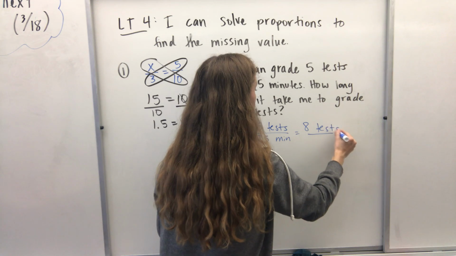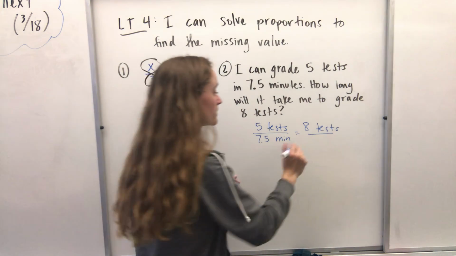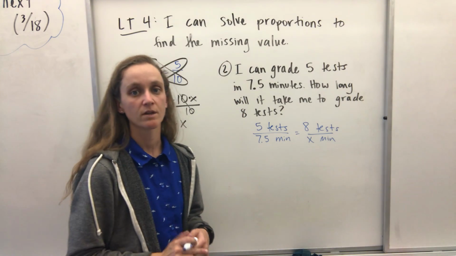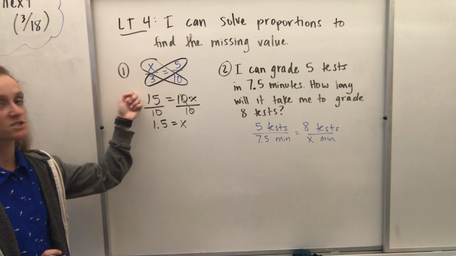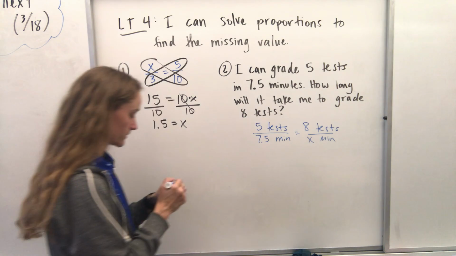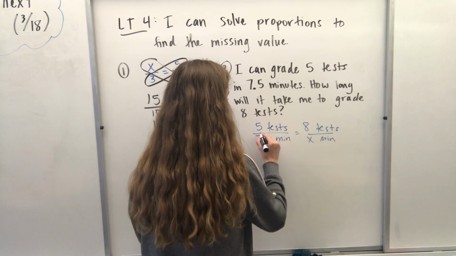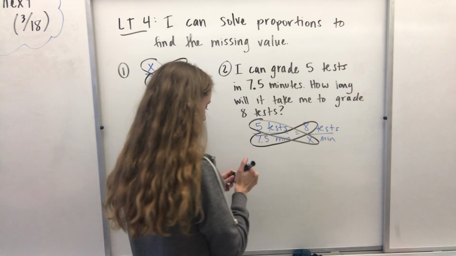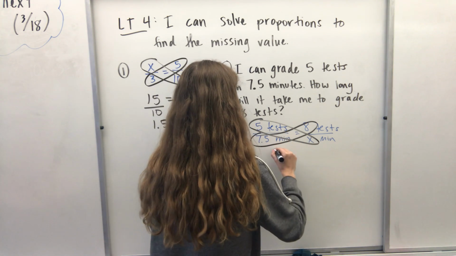And then on the bottom down here, it's asking how long will it take me. I don't know how long it's going to take me, so maybe I'll just pick x. Now that we've set up our proportion, I'm going to solve it the same way as we did number 1. So I'm going to cross multiply, and cross multiply. So 5 times x is 5x.